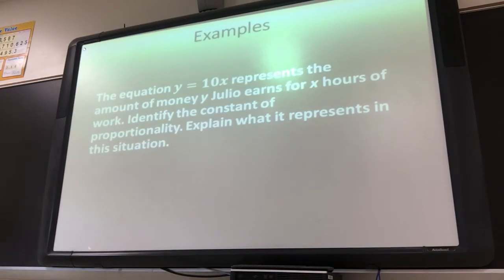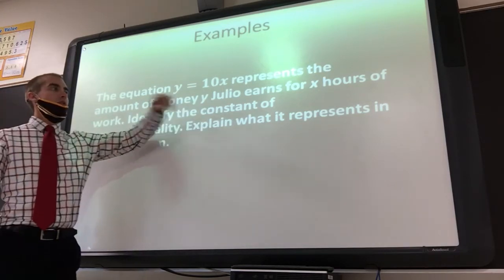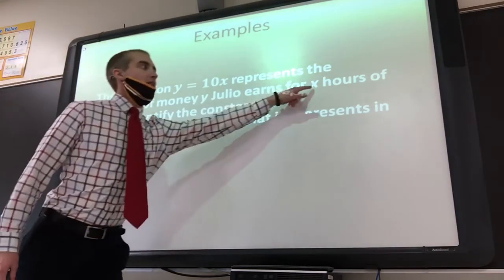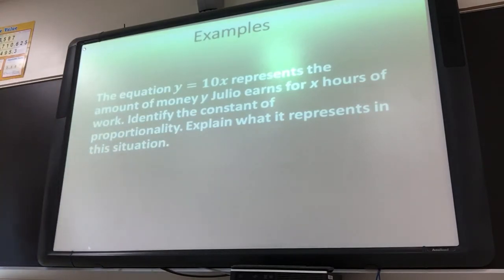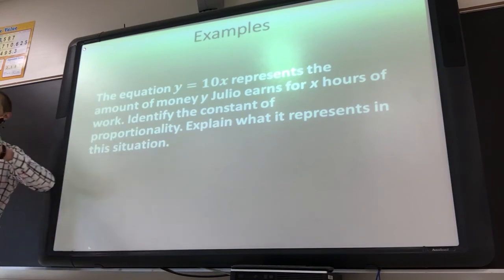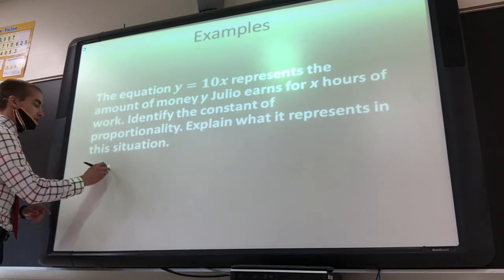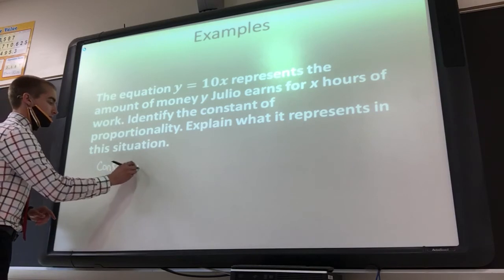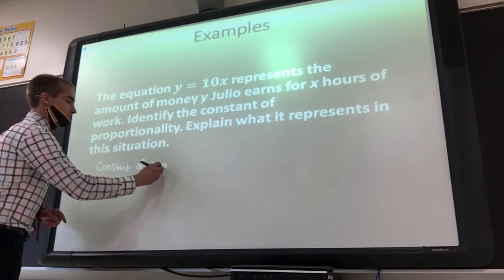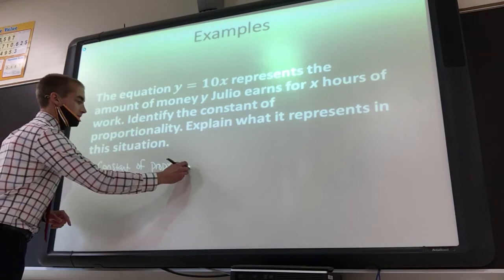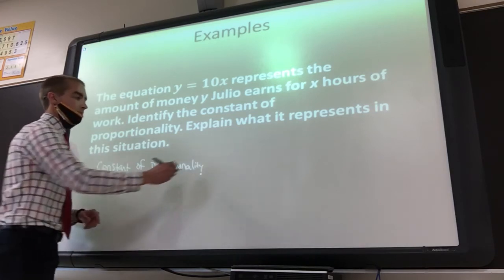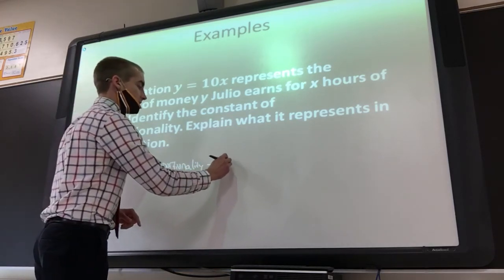So this second one doesn't give us a graph, but it does give us the equation. The equation y equals 10x represents the amount of money, which is y, that Julio earns for x amount of hours that he works. So the first thing is identify the constant of proportionality. So remember, constant of proportionality, that is the same thing as unit rate.